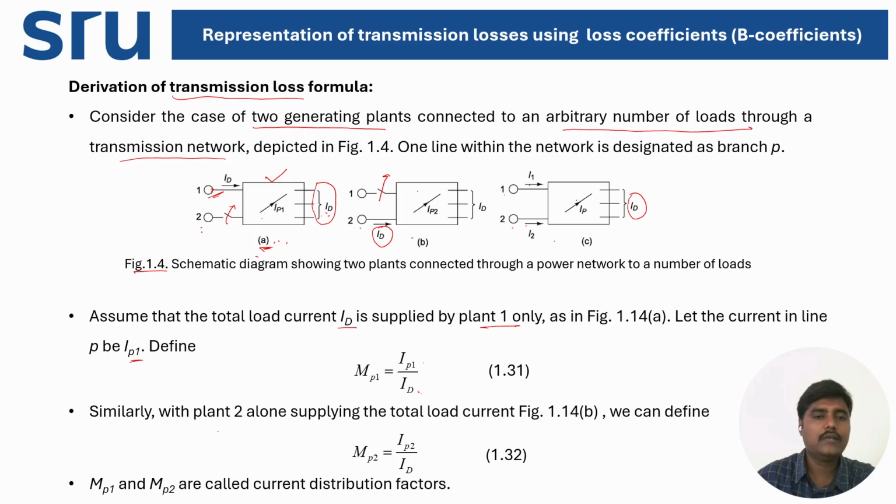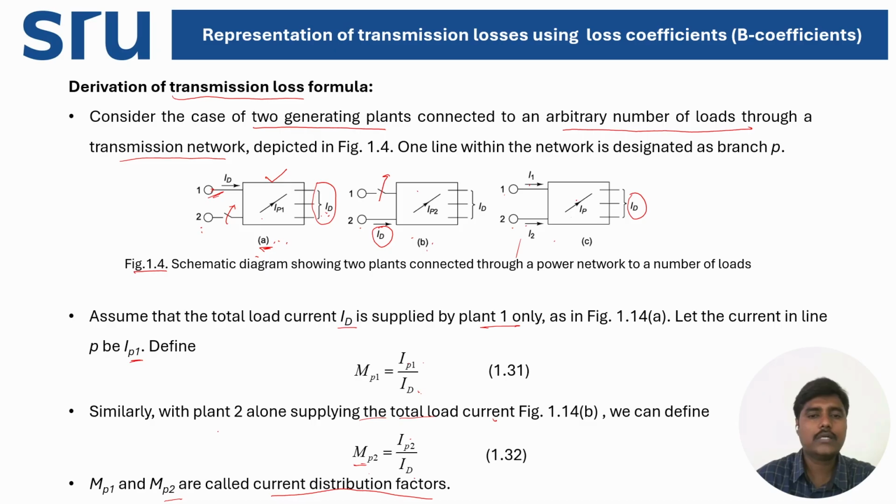Similarly, let's consider case 2. Plant 2 alone is supplying the total load current as shown in figure 1.4b. Now you can define the corresponding distribution factor as MP2 equal to IP2 by ID. Where MP1 and MP2 are called current distribution factors or current density factors. These are called current distribution factors.